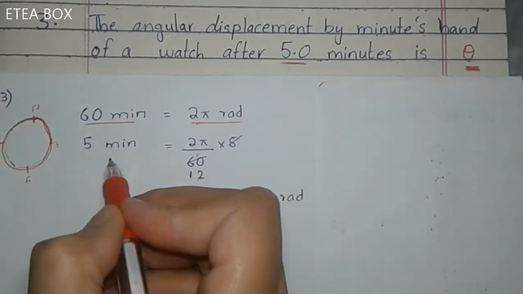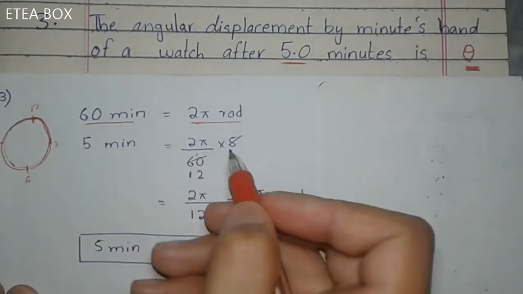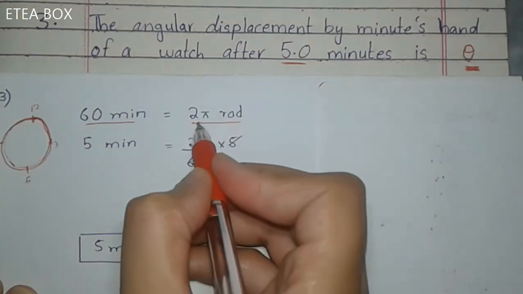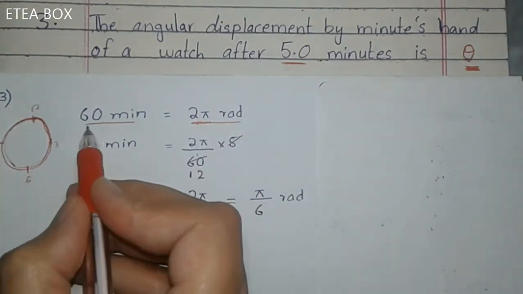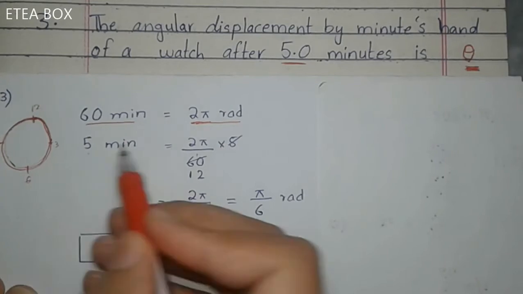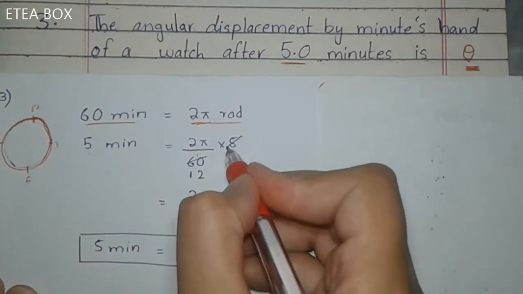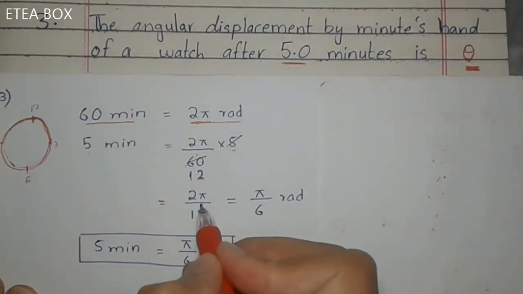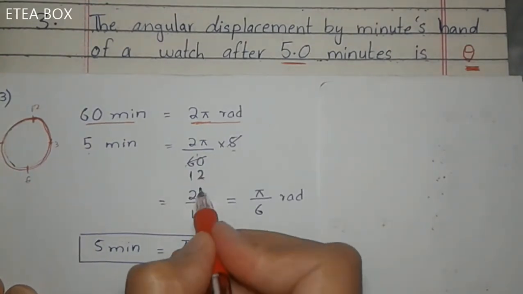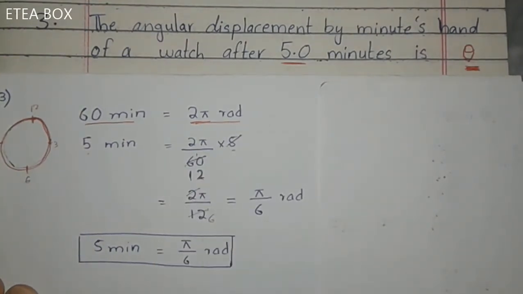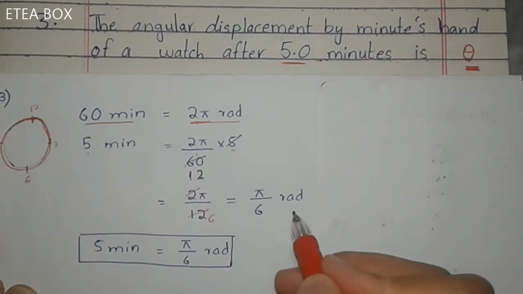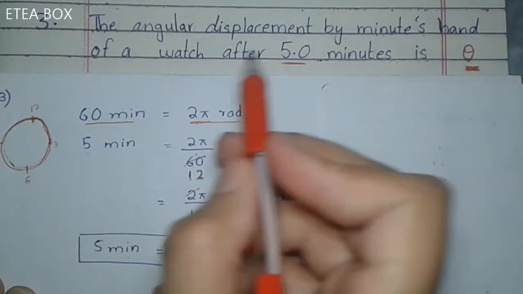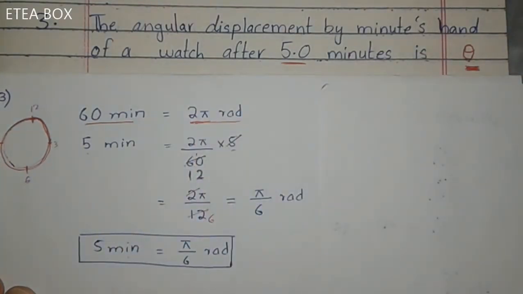So after 5 minutes, how much angular displacement will it cover, or how much angle will it cover? Now look, take this 2 pi and divide it by 60 minutes and then multiply it with 5 minutes. Now 5 ones are 5 and 5 12s are 60. Now it will be like 2 pi divided by 12. Now 2 ones are 2 and 2 sixes are 12. So pi by 6 radian. So after 5 minutes, the minute hand of a watch will cover pi by 6 radian.